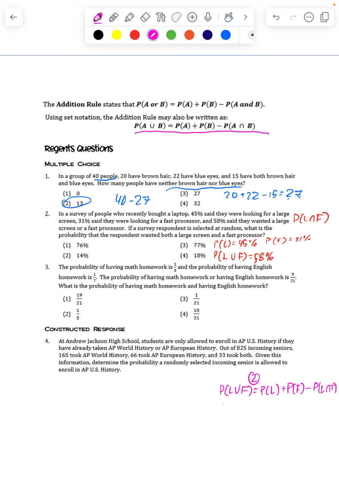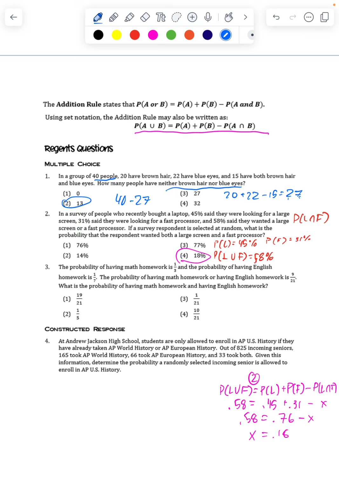All right. So I'll just say 58% equals, let's not use percent because that's for probability and not percent. So 0.58 equals large 0.45 plus 0.31 minus, I don't know what this is. This is X because I don't know it. So 0.58 equals 0.76 minus X. If you solve for X, you're going to get X equals 0.18, which is 18%. Okay.